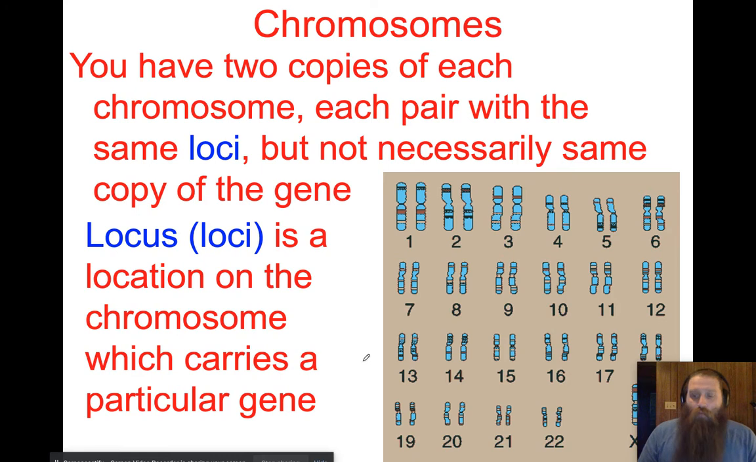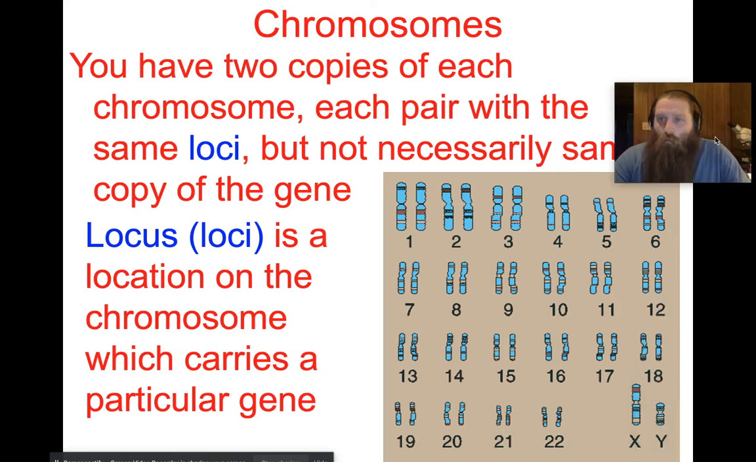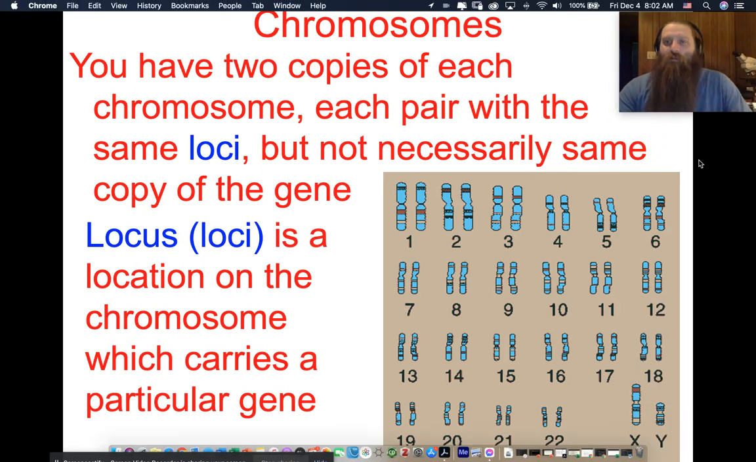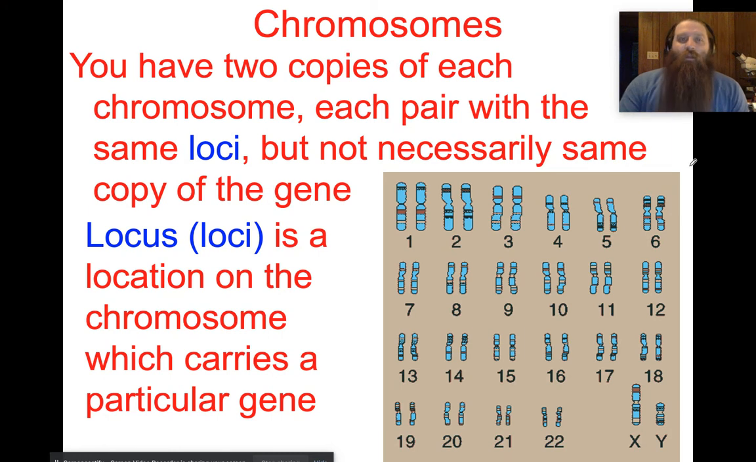Now, you probably know from, again, when we talked about meiosis and mitosis, a lot of these things end up going together. That you, as human beings, we have 2 copies of each chromosome. Each pair have the same loci, but not necessarily the same copy of the gene. All right, so that's new. So each one of these little bars right here in this picture is called a locus. And that is where you find a gene, a specific gene.